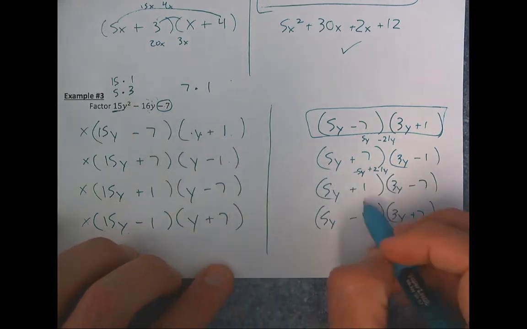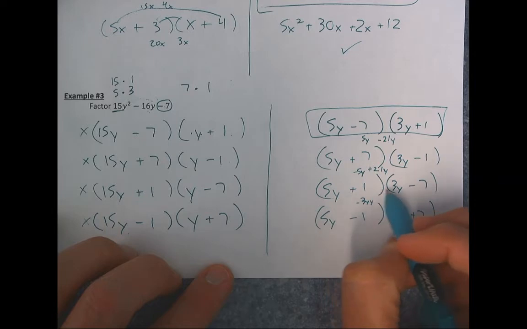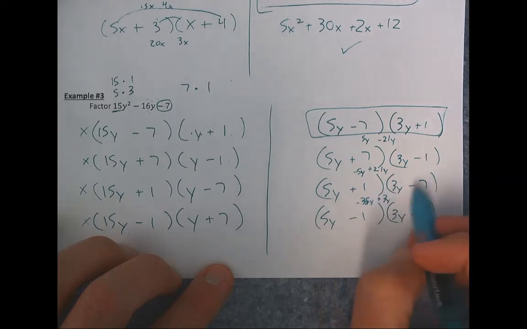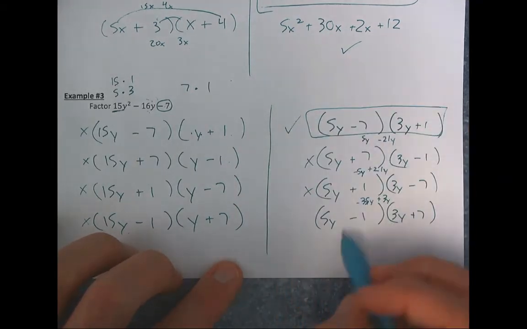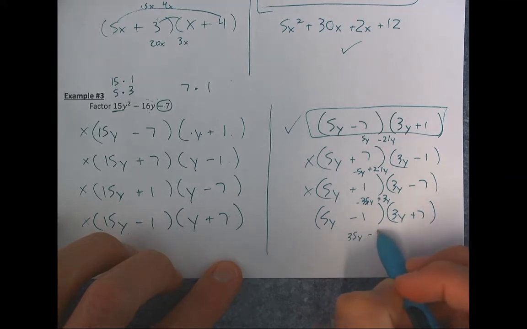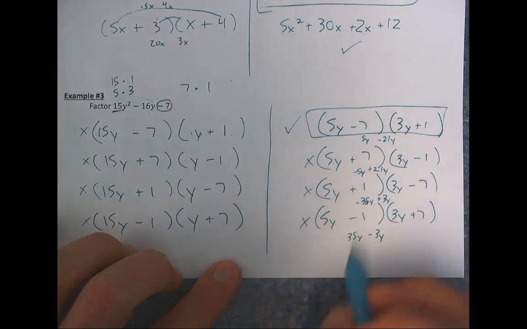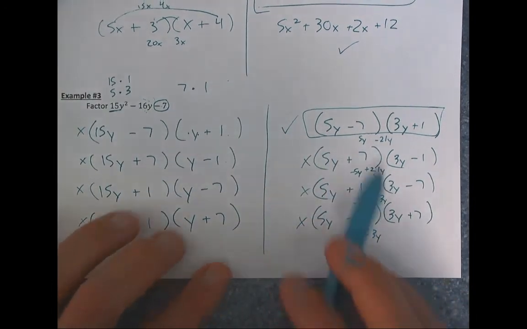And then here we're going to get a negative 35y and a positive 3y. No good. This one's no good. This one was good. And here we're going to create a positive 35y and a negative 3y, which again is no good. So this is my only option.